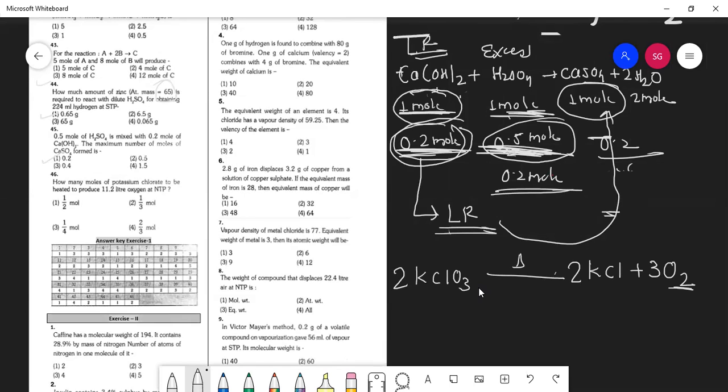Yes, sir, balanced. So can I write here, students, 2 moles of this will give 2 moles of this plus 3 moles of this? Okay, so can I write 3 into 22.4, 2 into 22.4, and 2 into 22.4?